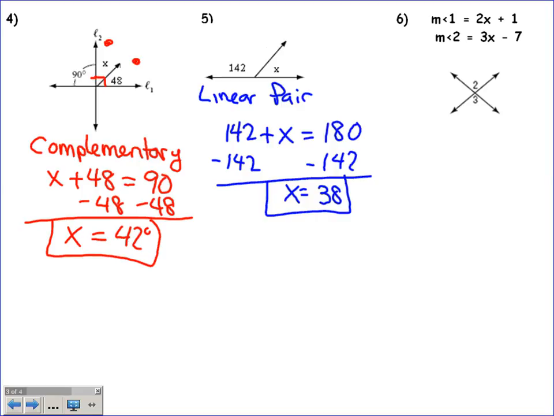I thought it was supplementary. They are, but more specifically, they're also linear. This is the part that you're having to do in your head to identify it. If you wrote supplementary, that is true as well. Just like we were talking about at the start of class, all linear pairs are also adjacent. All linear pairs are also supplementary. The definition for a linear pair includes both supplementary and adjacent.